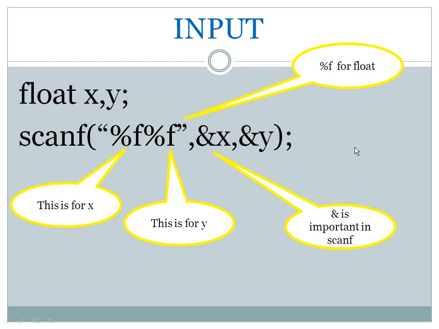To take input for float values, we have declared the two variables x and y as float. If we want to take float input, we have to use %f and %f, where the first one is for x and the second one is for y. You have to use ampersand. Ampersand is compulsory. Whenever you want to take an input as float, you have to use %f.